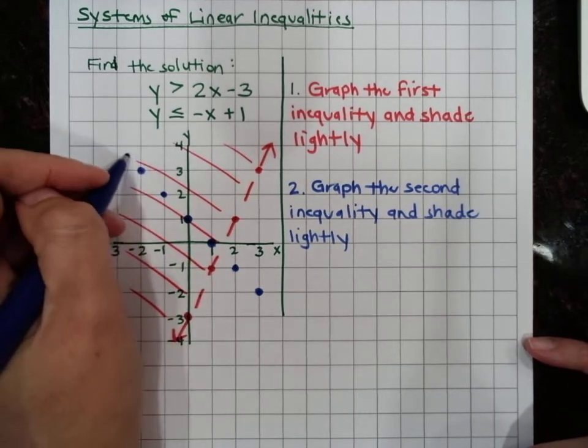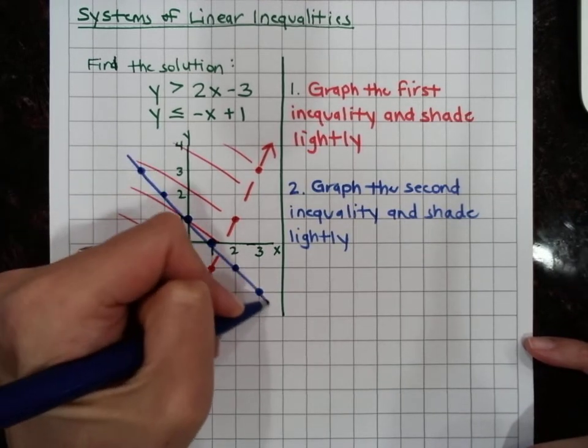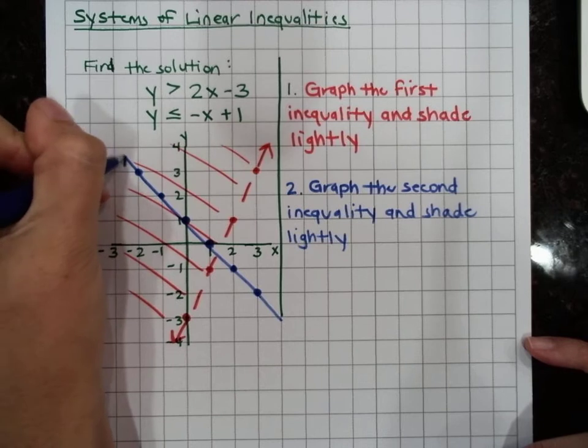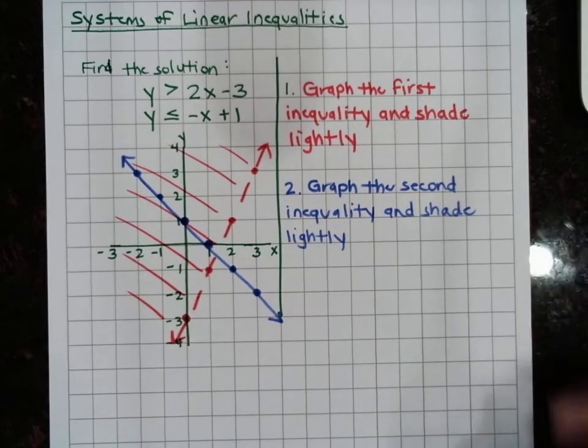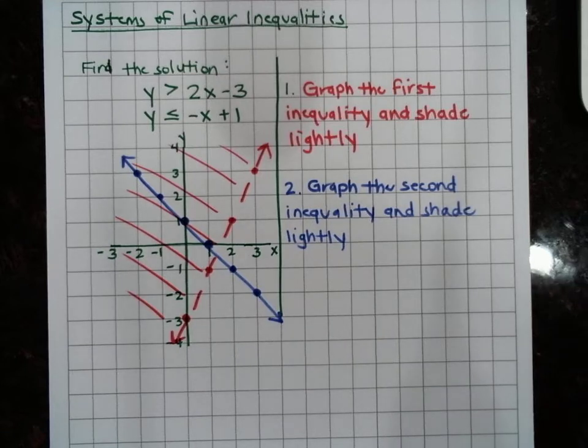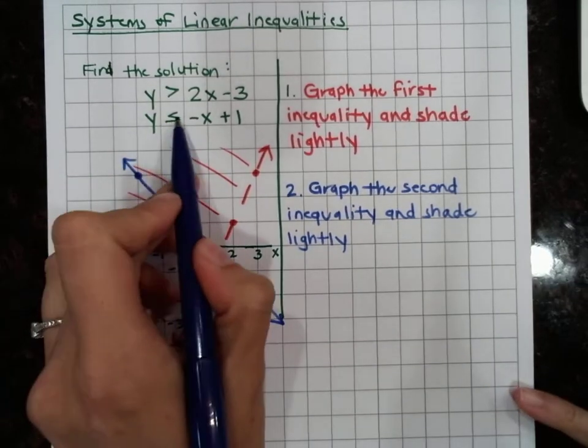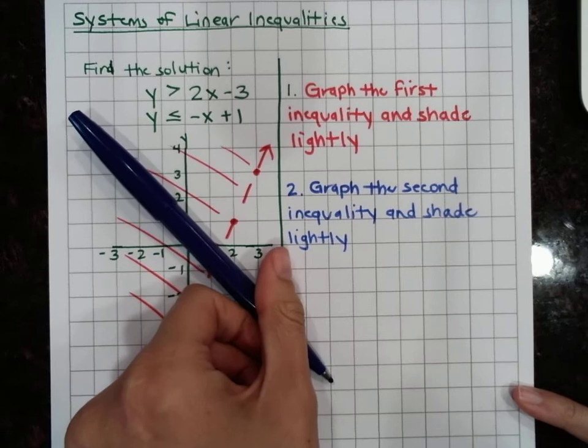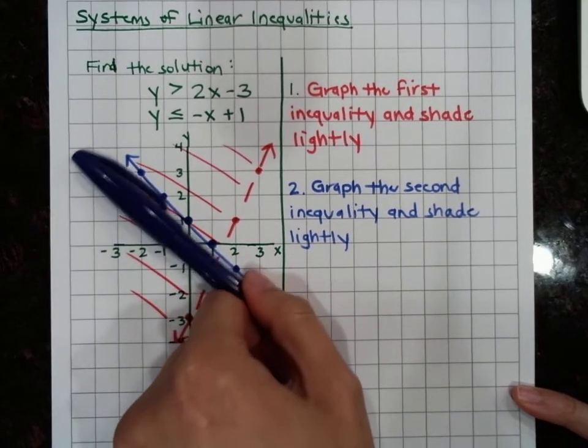So since it's equal to, the points on the line will make this inequality true. So we show that with a solid line. And y is less than, so we need to shade below the line, which is going to be this region right here.